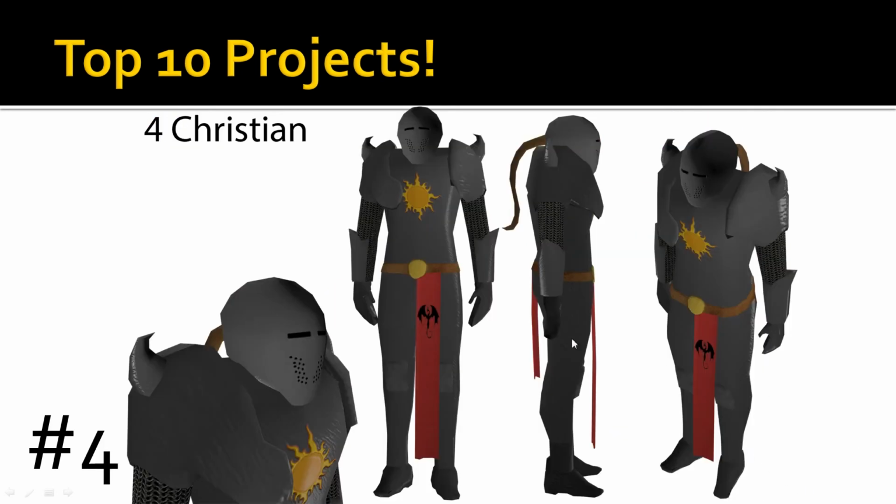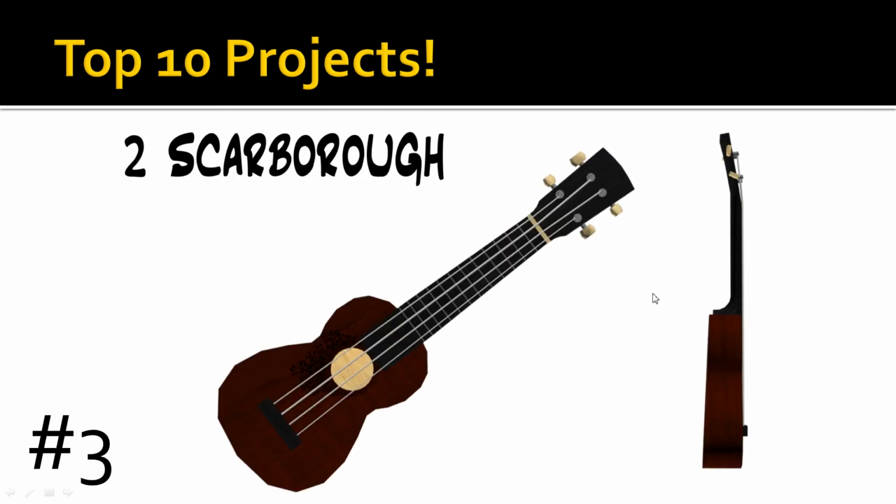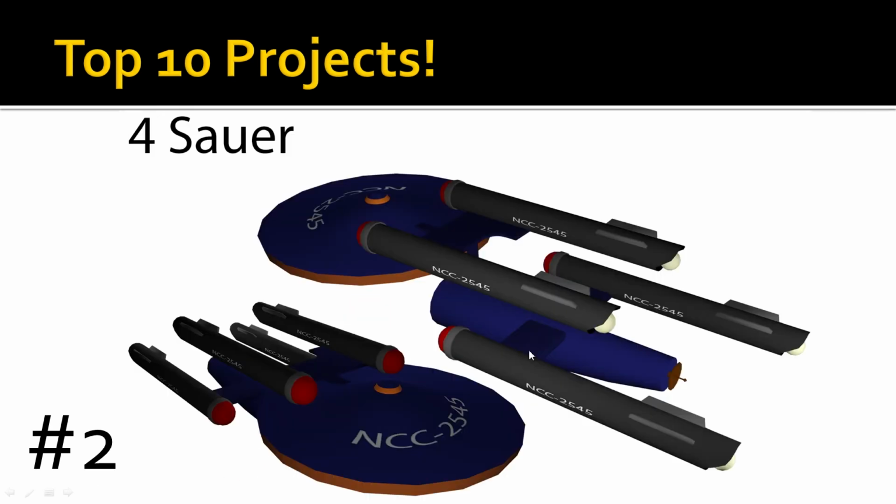Alright, this is Mr. Christian. Creating a full biped character from scratch when you've only been modeling for 3 months is a little bit crazy, but he did it, and he put a great little normal map for the sun on here. Took a lot of work, but he executed on it. It looks good. Mr. Scarborough's got his ukulele. I really like all of the detail he put into the tuning pegs and how the strings look. All in all, I thought that turned out really nice.